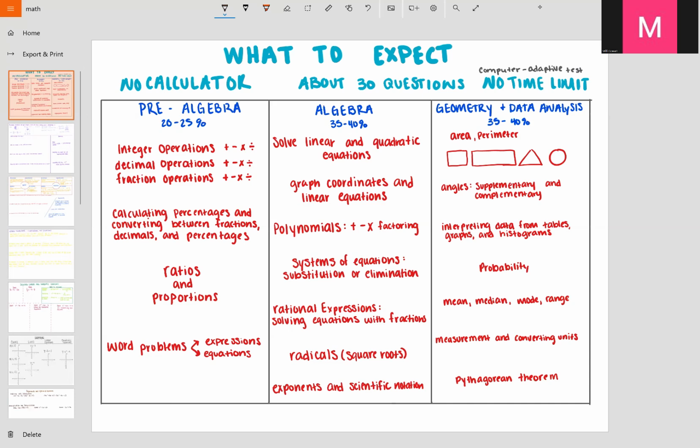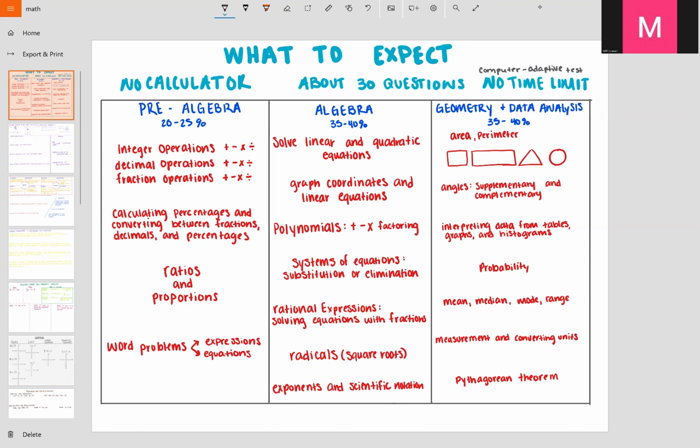Hey everyone, so we're going to talk about how to pass the PERT, the math section. There are about 30 questions and there's no time limit, but it is a computer adaptive test. That means that the better you do on the questions, the harder they get, or the easier they get. And then once it collects enough data, it'll move you on to the next section.